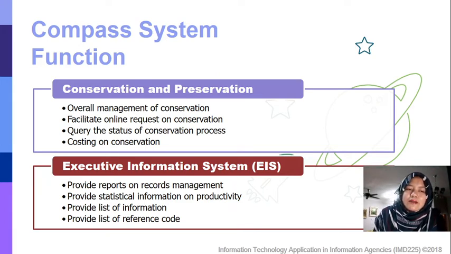Okay, and the next one is the executive information system, EIS, which provides reports on record management, provides statistical information on productivity, provides list of information and provides list of reference codes. This is certain function of Compass system.